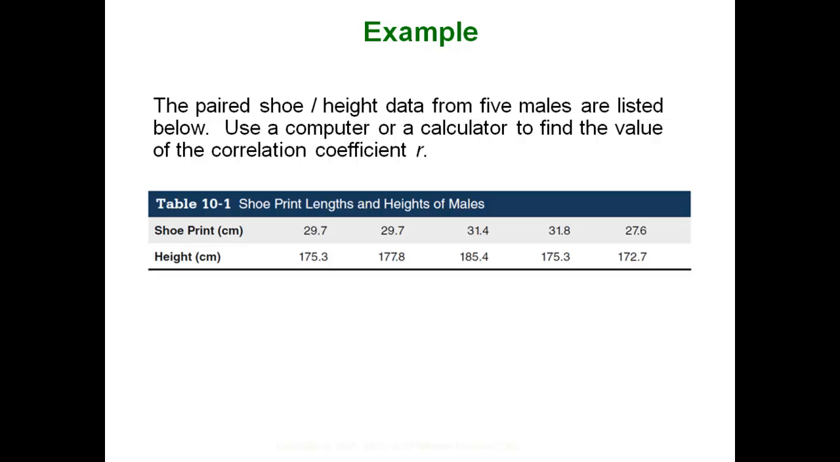Here is a very small set of data where we have measured both the shoe print, i.e. the length of someone's shoe, and their height for a bunch of men. And we can use a computer or a calculator to find the value of the correlation coefficient between those two. And wouldn't we expect that there should be some correlation between your height and your shoe size?